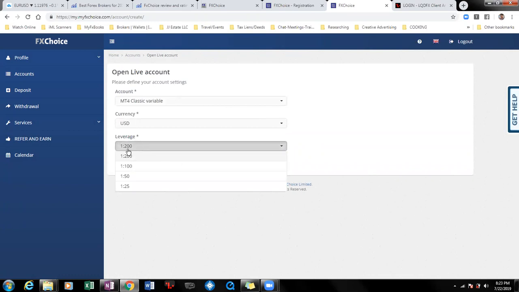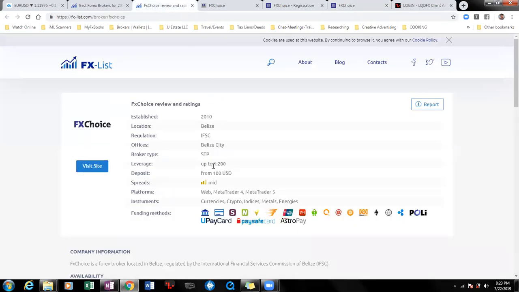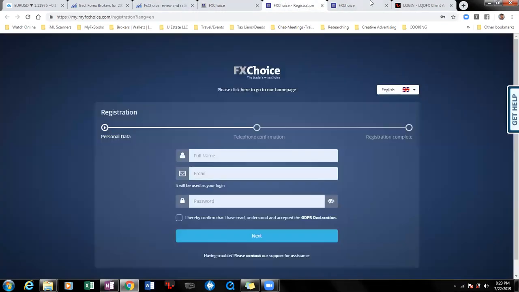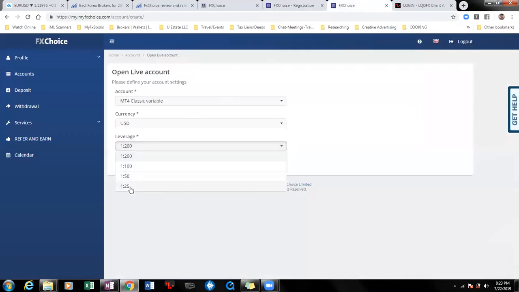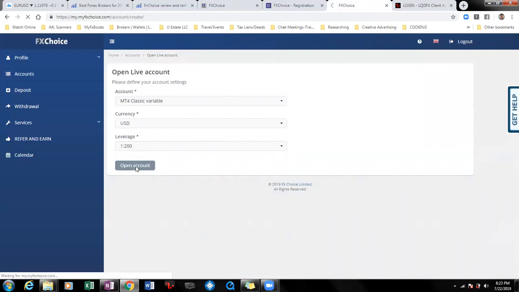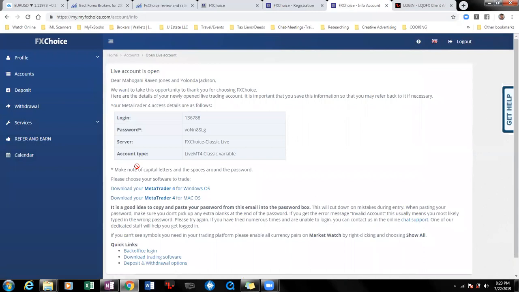Now, their max leverage is 200. Remember, they told us that here. So there's no surprise. So when we go here, you can pick any number that you want. I like 200, I actually prefer 500. And then I click open an account. Easy peasy. Now that took me less than 2 minutes, and that's with giving explanations. They give you your login, your password, what type of server it is, and what type of account it is. Okay, and it even tells you here, now you can download MT4 for Windows or MT4 for Mac.